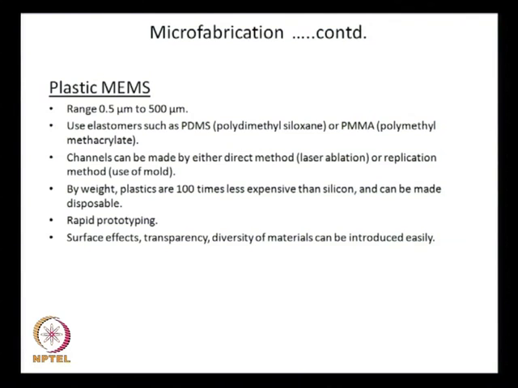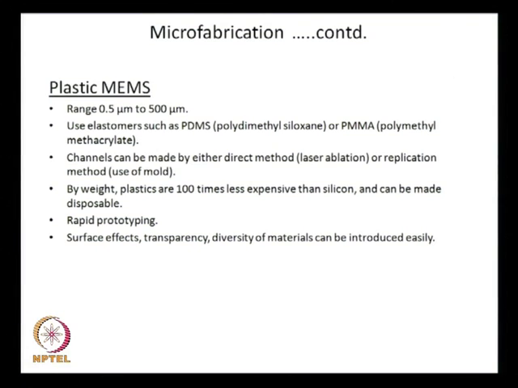By weight, plastics are 100 times less expensive than silicon, and can be made disposable. So, this is the benefit of the use of plastics, and rapid prototyping is possible, because if you are using the replication method, then you need only one master, and on that master you put something, peel it off, put another one, use the same master. So, you can do the replication over and over. So, these are some of the benefits you have.